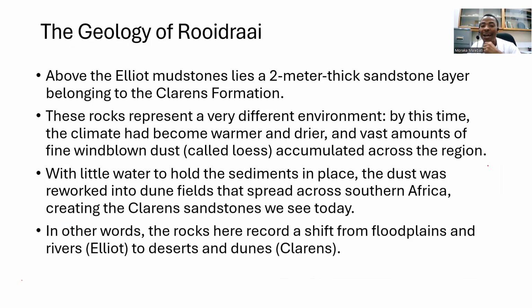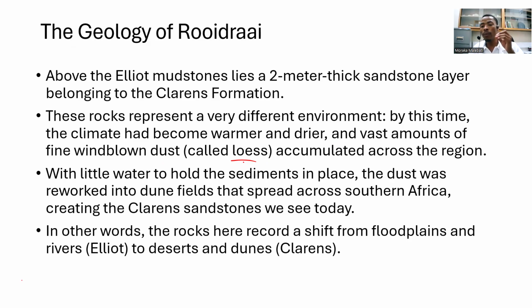Now the geology: above the Elliot mudstones lies a 2 meter thick sandstone belonging to the Clarens Formation. These rocks represent a very different environment. By this time, the climate had become warmer and drier, and a vast amount of fine wind-blown dust called loess accumulated across the region.